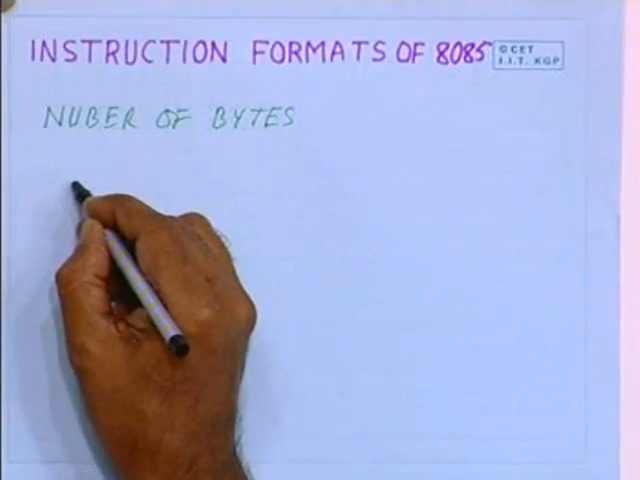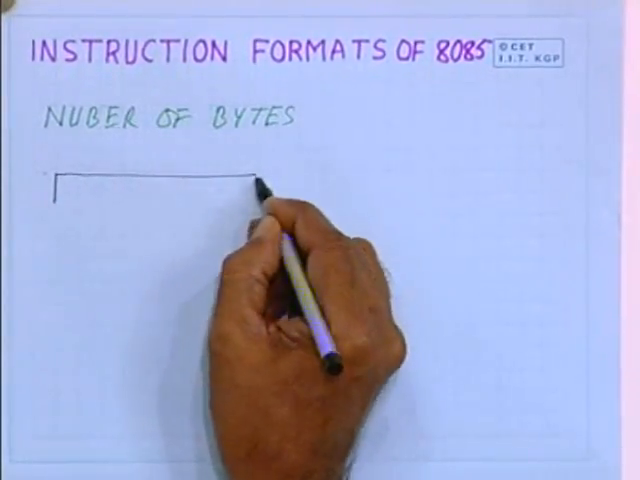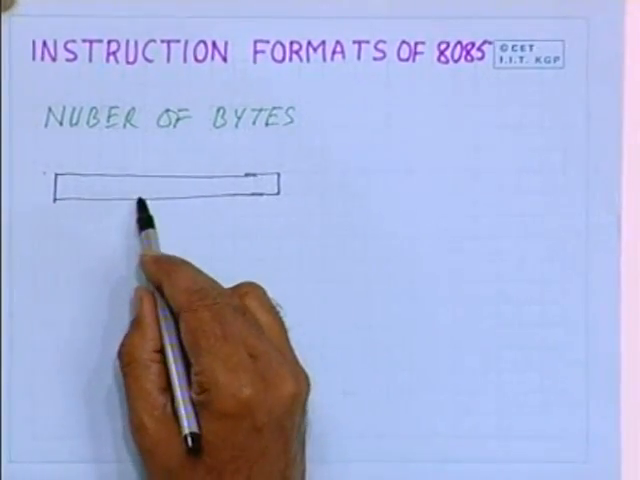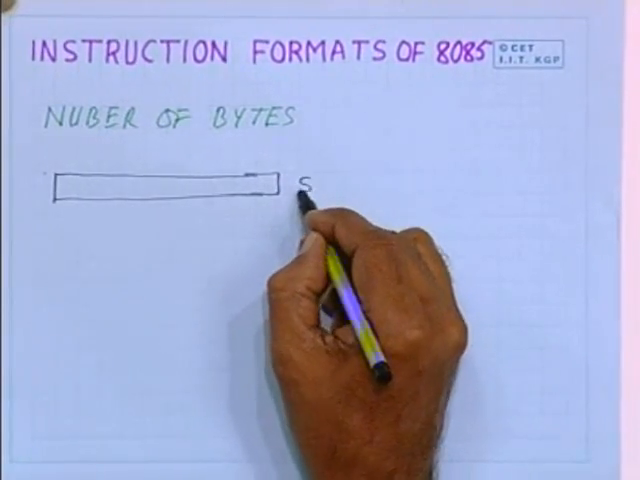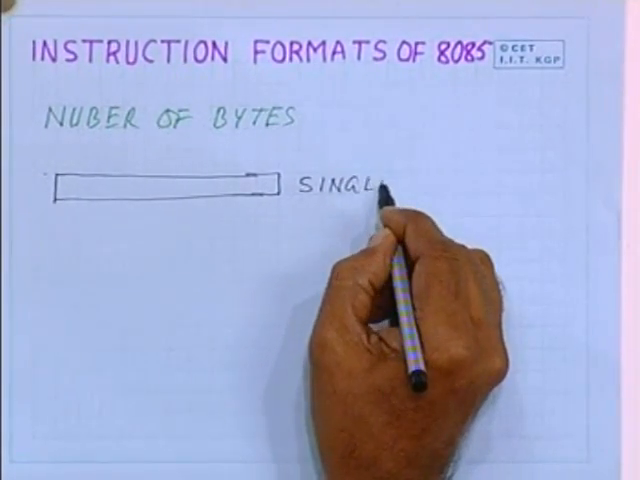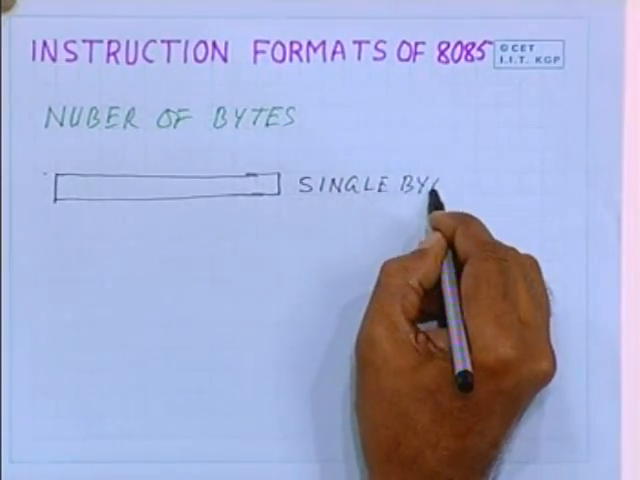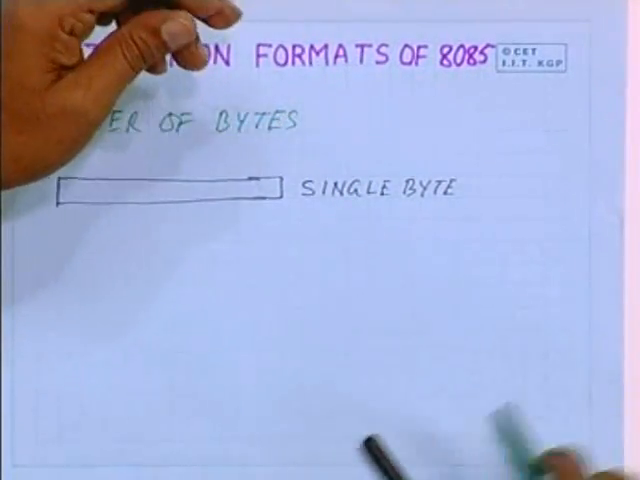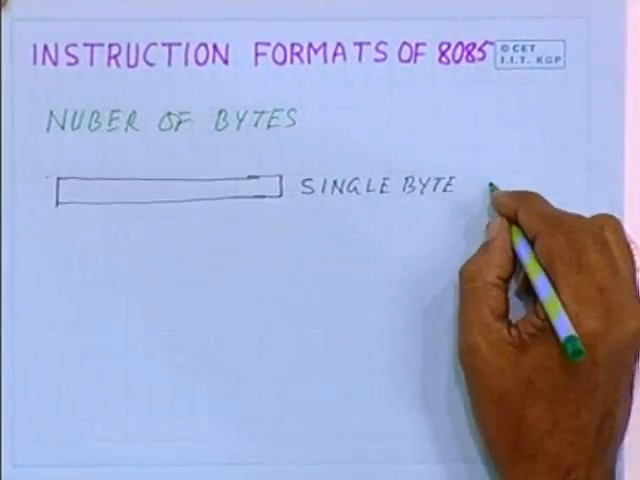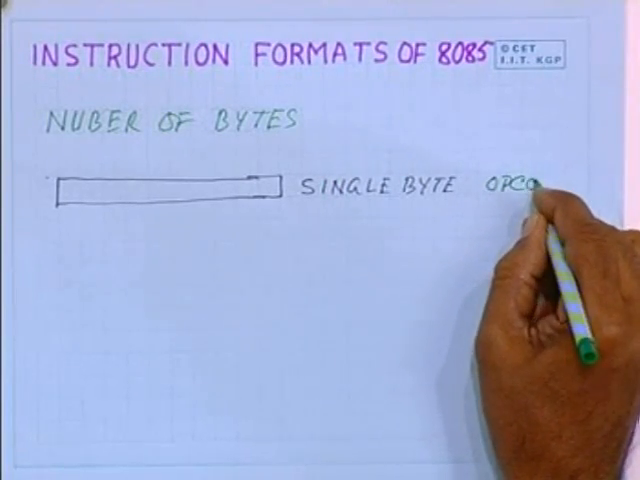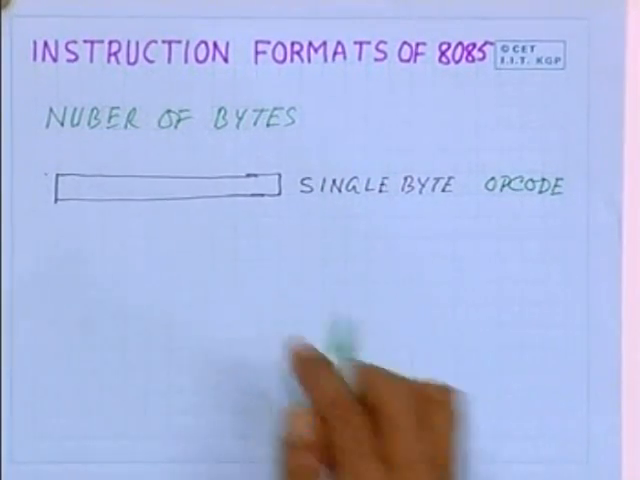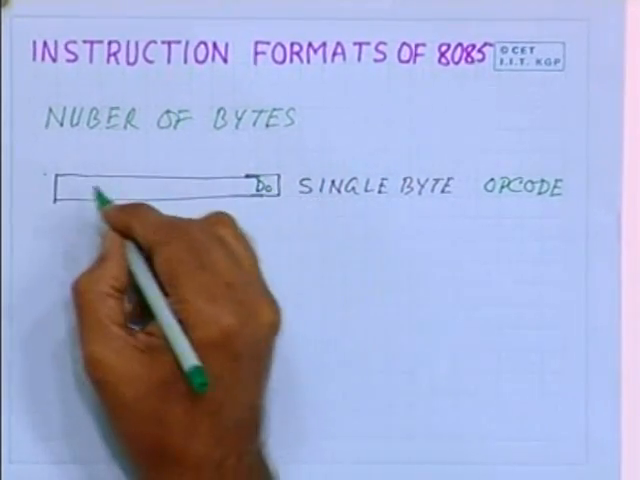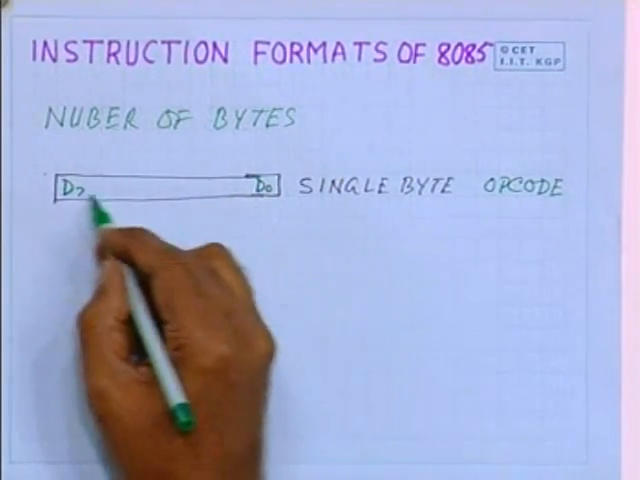An instruction can occupy only 1 byte, so it is called a single byte instruction. In this case the single byte will essentially store the opcode. So the opcode is stored in this single byte, where D0 to D7 are the different fields, bits.